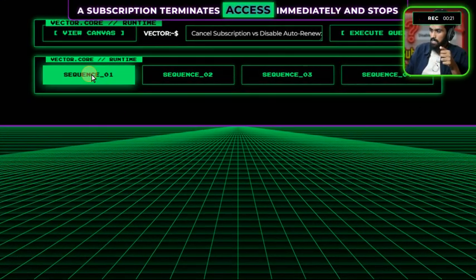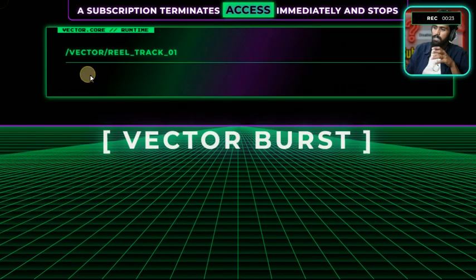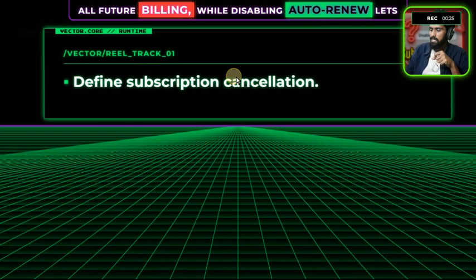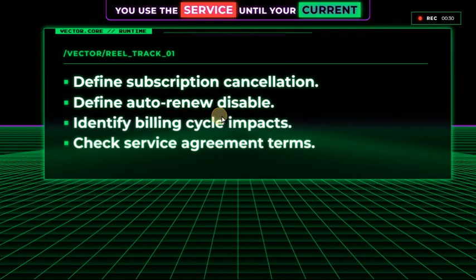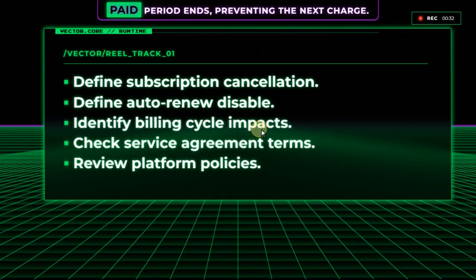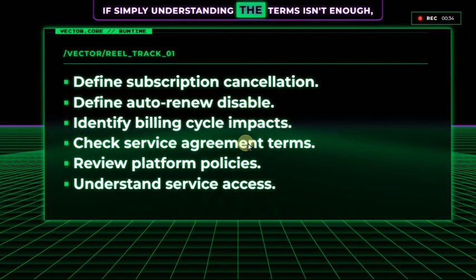First, understand that canceling a subscription terminates access immediately and stops all future billing, while disabling auto-renew lets you use the service until your current paid period ends, preventing the next charge.